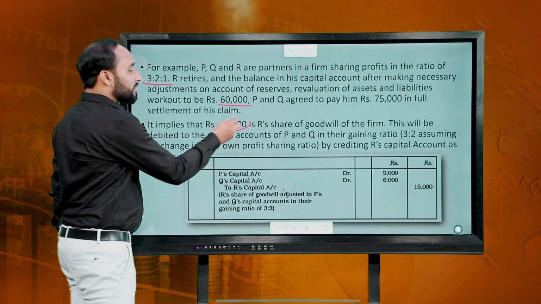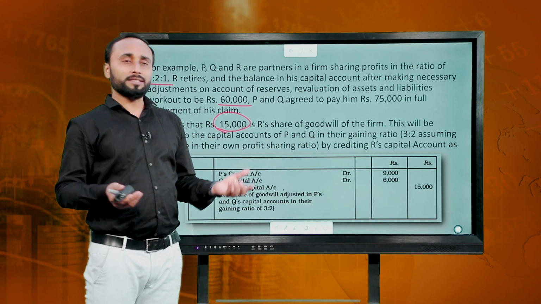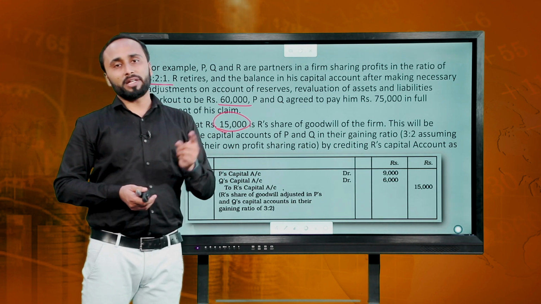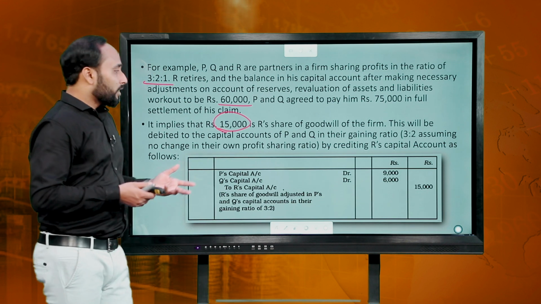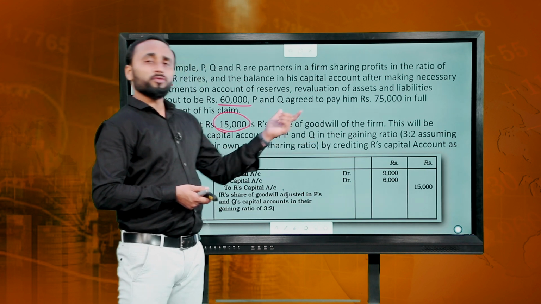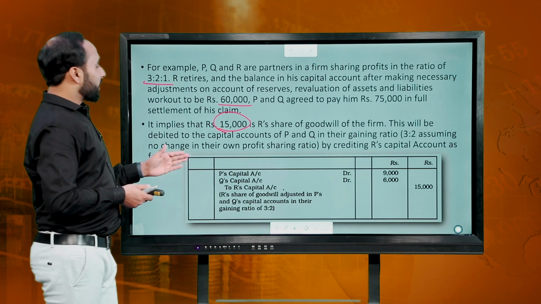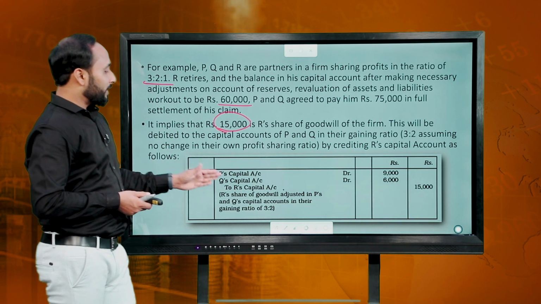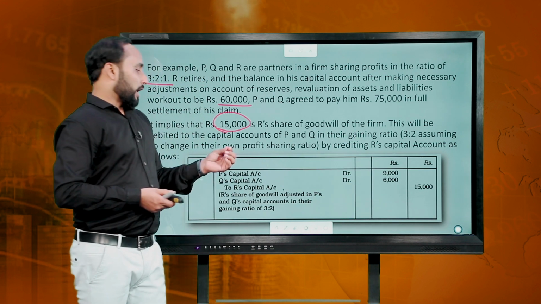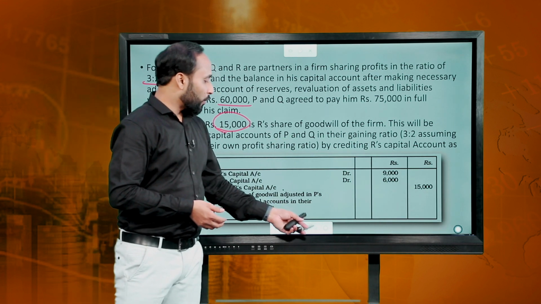So now this 15,000 which is being paid to the retiring partner will be treated in the same manner because it is the goodwill that we are paying to the partner. So we'll credit the retiring partner and we'll debit the gaining partners. Now assuming that the ratio remains the same, so we'll assume that 3:2 was the ratio of the remaining partners, which becomes their gaining ratio also. So we'll debit the gaining partners in 3:2 and we'll credit the retiring partner by paying him the entire amount of his goodwill, and the gaining partners will be debited with the respective amounts. So this is how we treat goodwill.